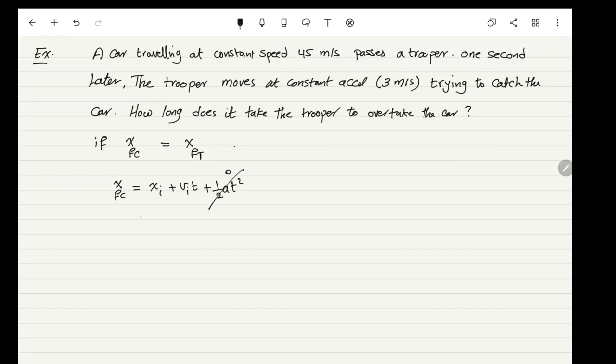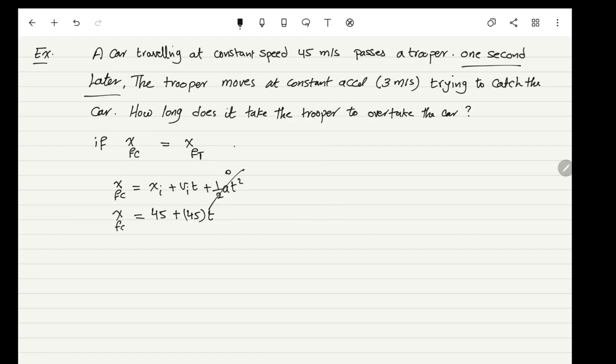Now x initial, as mentioned in the example, is 1 second later. So the car has actually moved 45 meters, because it's 45 meters per second. So in 1 second the car moves 45 meters. So the initial position for the car with respect to the trooper position is 45, plus 45 times t. Now this is the x final for the car.